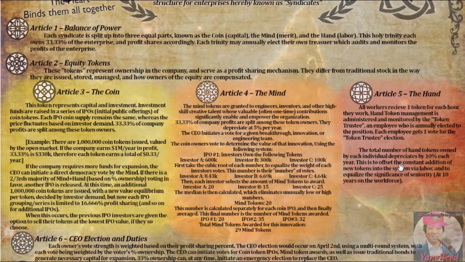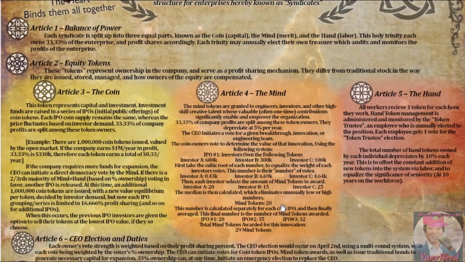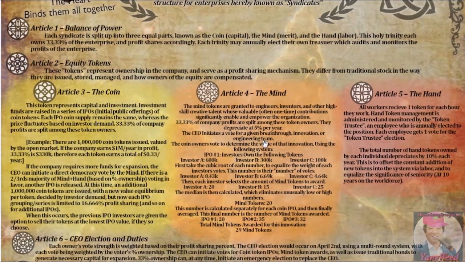The CEO initiates a vote for any given breakthrough, innovation, or engineering team, and the coin owners vote to determine the value of that innovation using the following system. And there's a formula here. I'm not going to go over it because it's not too complicated. It's all written here. So anyway, at the end, in this example, you have 29 mind tokens awarded for the given innovation or engineering team or breakthrough.